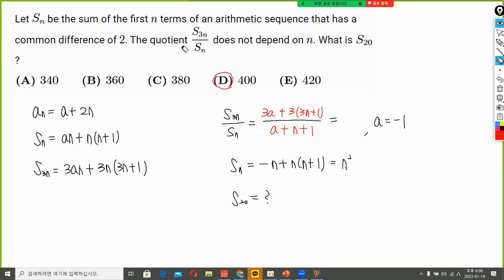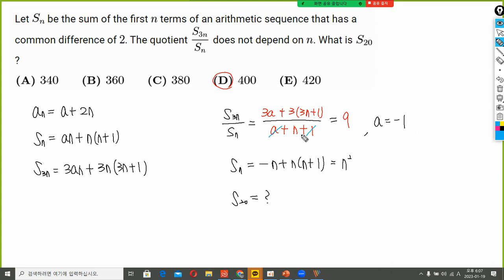And then it says it does not depend on n. That means n should cancel. So if n cancels, the quotient in this case is 9, because 9n divided by n is 9. And that means the other terms should disappear from the numerator and denominator. So if a becomes minus 1, they can cancel like this. And here the 3a plus 3a is also 0. So to make the quotient 9, the value of a should be minus 1.